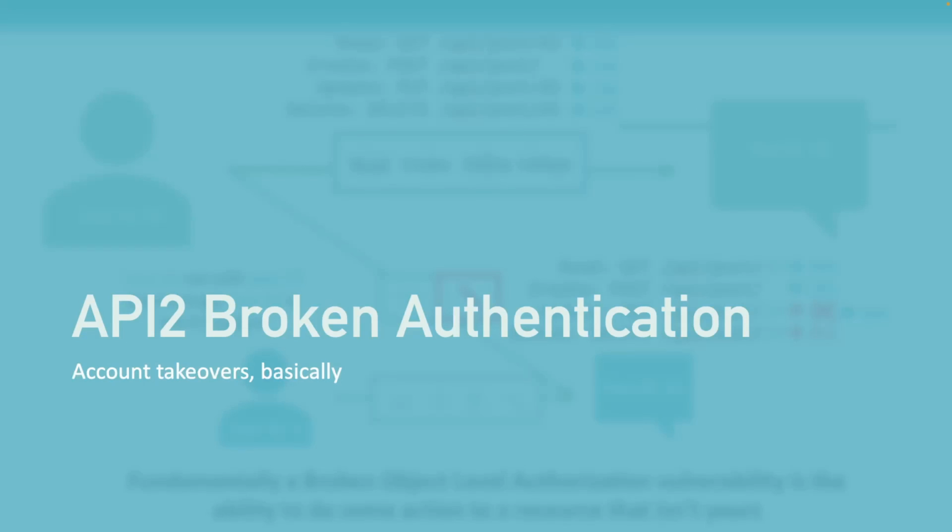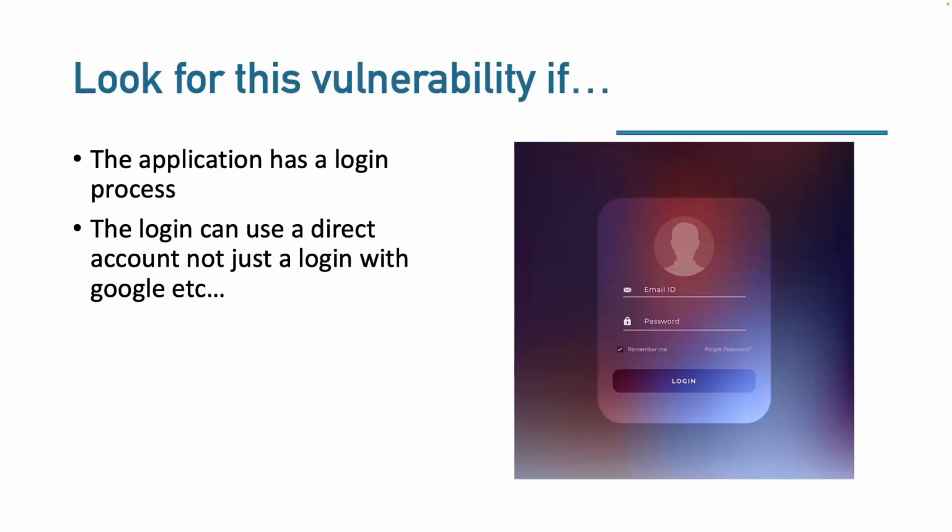API 2, Broken Authentication. It's essentially account takeovers. It's the ability to log into somebody else's account. When you're looking for this vulnerability, any app that has a login process, or if it has both a login with Google or a direct login, both of those can be vulnerable, the OAuth flow and the traditional login flow.